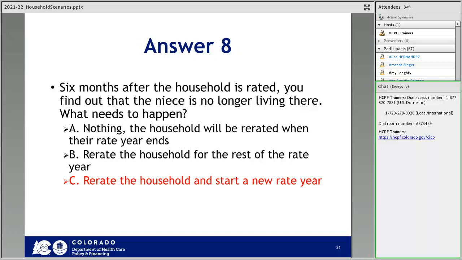All right, so for this one, you should re-rate them and start a new rate year. Their household composition has changed. They now have one less household member than they had before, so their SPL has changed. So you would need to re-rate them, and whenever you re-rate a household, their rate year starts over.